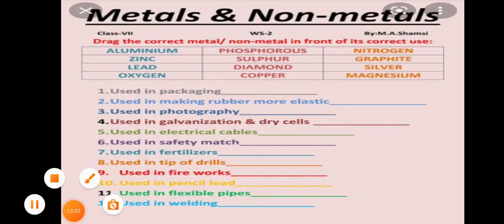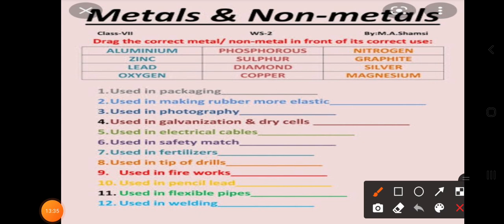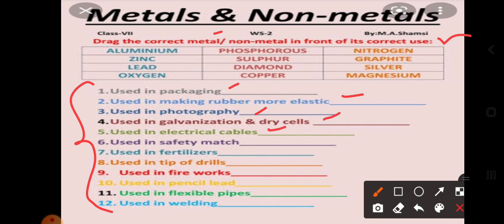Now dear students, today you have homework: drag the correct metals and non-metals to their correct use. You have uses such as packaging, making rubber more elastic, photography, galvanization, electric bulbs, safety matches, fertilizers, drills, pencil lead, flexible pipes, and welding. There are so many examples of the uses of metals and non-metals. You have to write them. This is today's homework, and you have to complete it today itself and send it to my WhatsApp number.